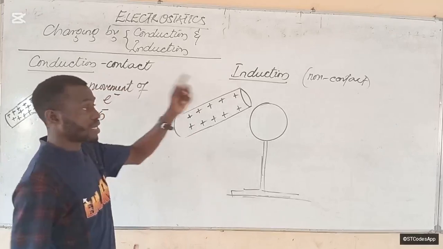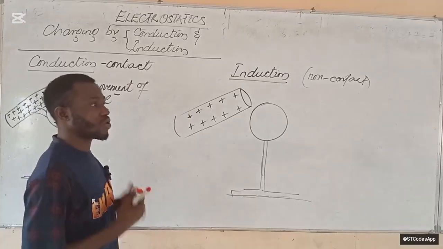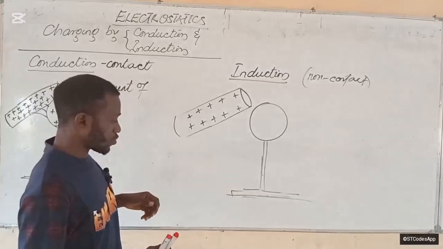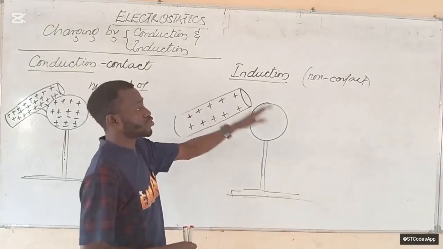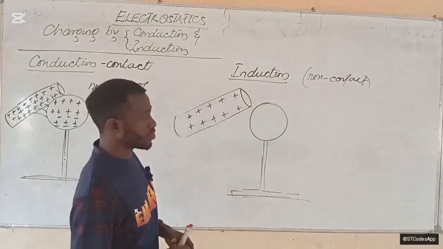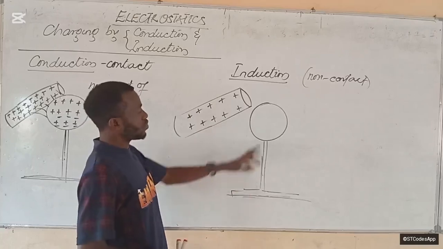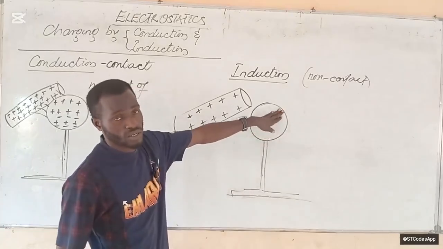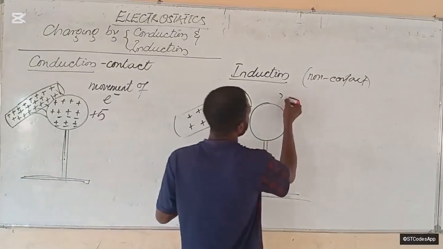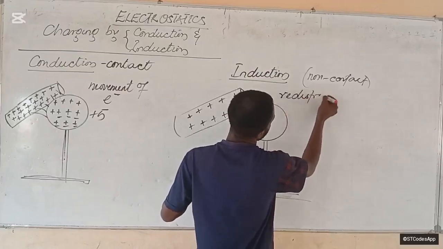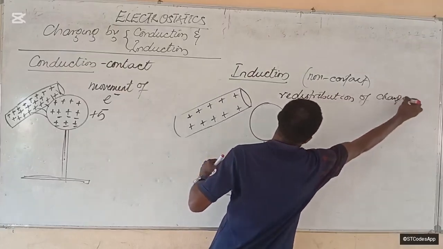There is contact. Now by induction, very simple. The word induction is from the word induce, to cause something to happen to something. In this case, the charger does not even need to touch the body to be charged. Once the charger is brought close enough to this metallic sphere, there is a separation or redistribution of charges.